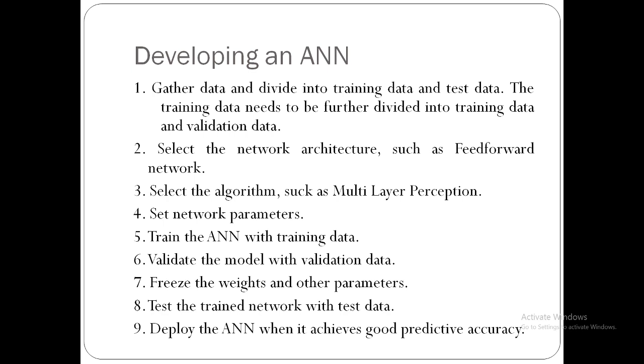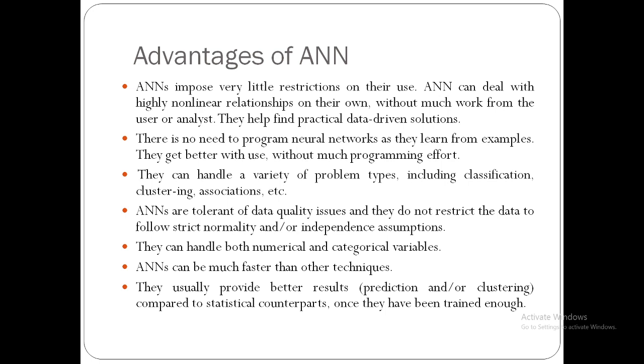If the output is correct on the test data, then you have to deploy the ANN when it achieves good predictive accuracy. If the predictive accuracy is correct, then you can use this ANN. Next are the advantages of an ANN. ANN imposes very little restrictions on their uses. ANN can deal with highly non-linear relationships on their own, without much work from the user or analyst.